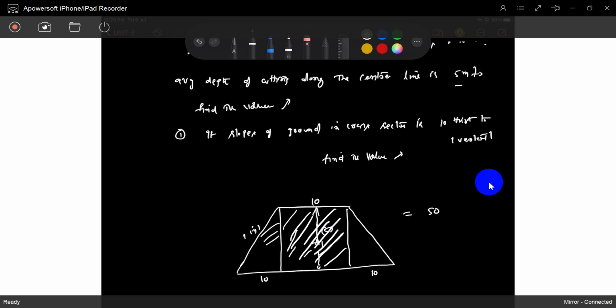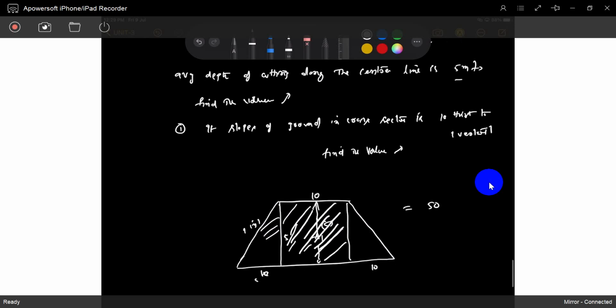Now 1 in 1 means 1 horizontal to 1 vertical. So if this is 5, this is also 5. Half of 5 into 5, multiplied by two triangles, this portion and this portion. So the 2 cancels, giving 25, plus 50 makes 75. That's it, 75 meters square.